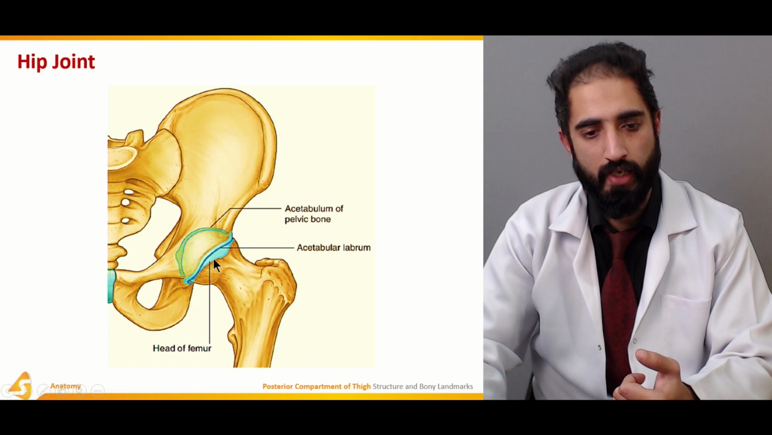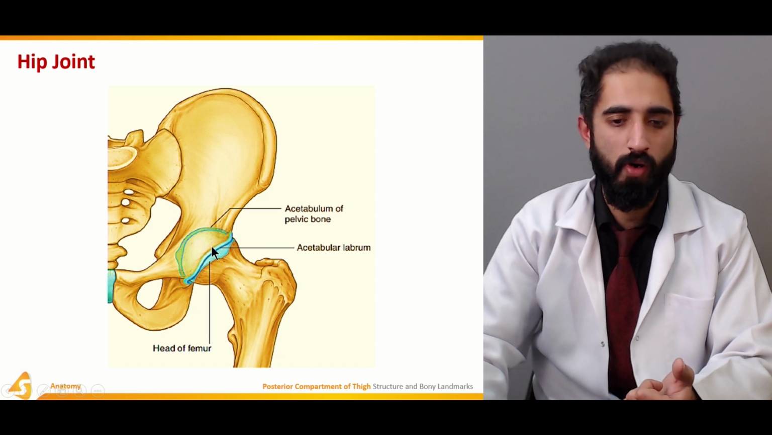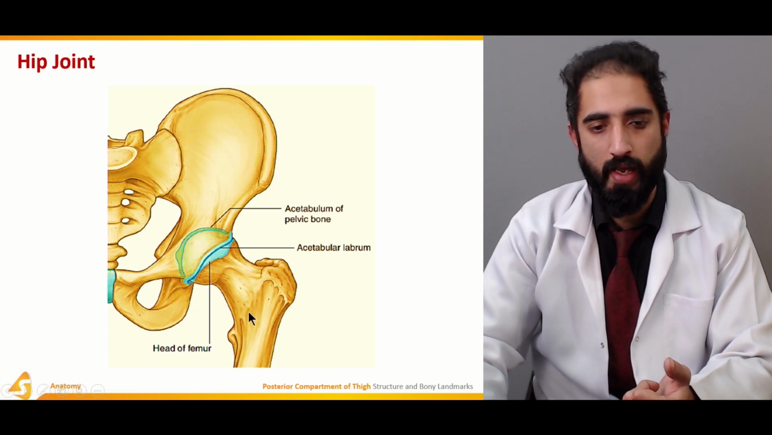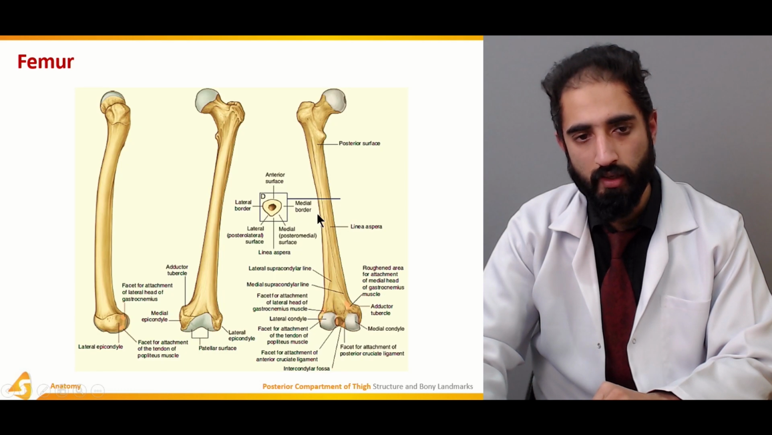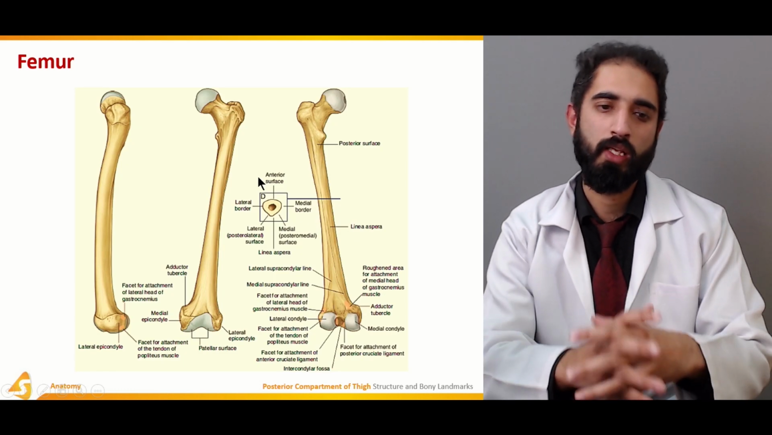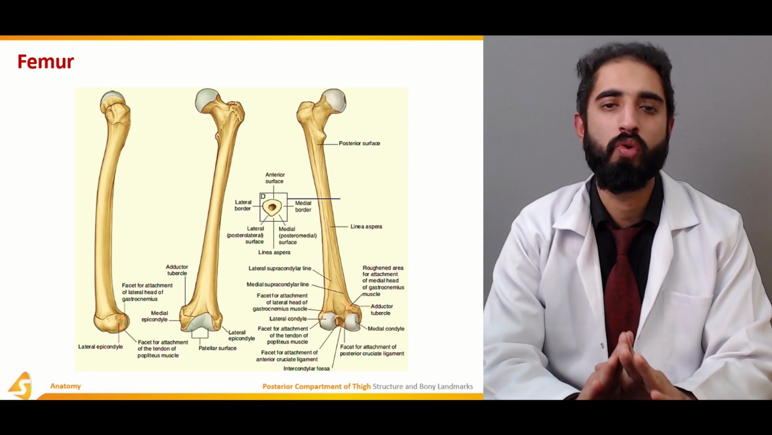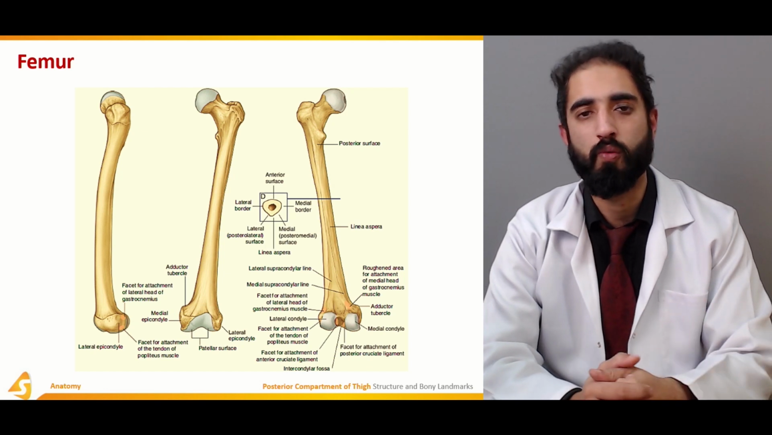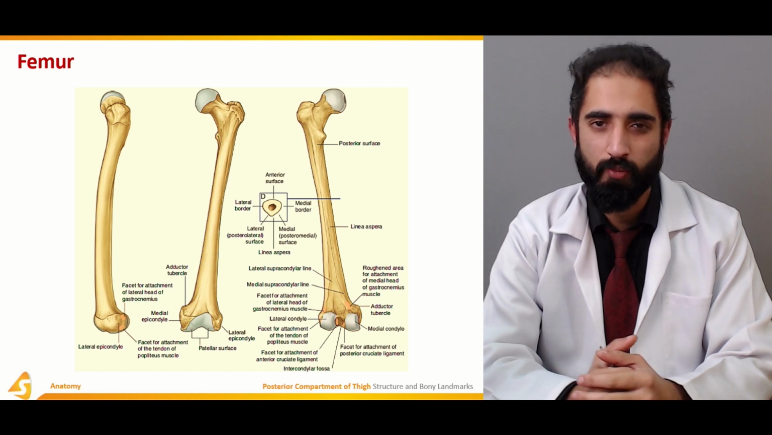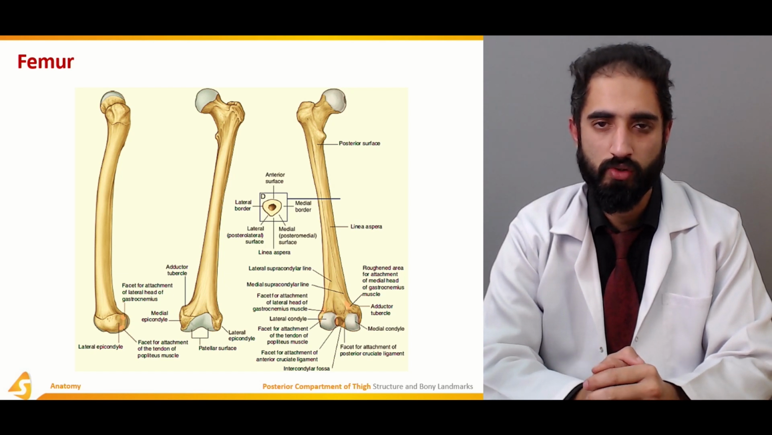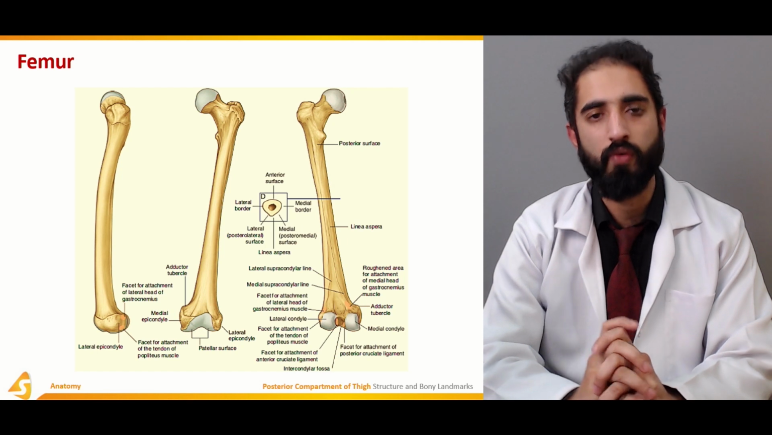This is the femoral head, and this is actually the convex bony partner, and this is the femoral neck, and this is the greater trochanter, lesser trochanter, and the intertrochanteric line. Now we just took a look at the hip joint. So the major bone which is actually present in the region of the thigh is the femur. So let's take a little bit of a look at the structures and the bony landmarks of the femur.